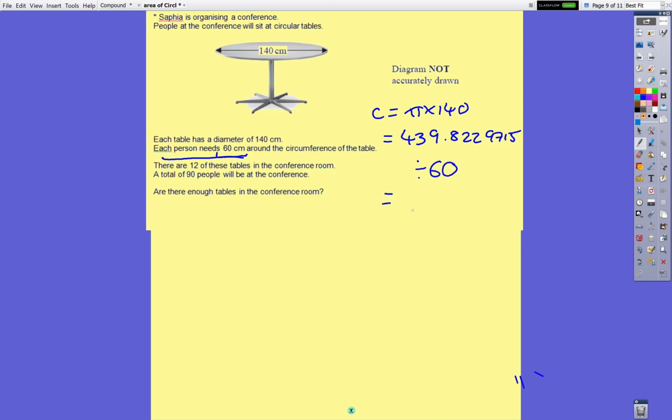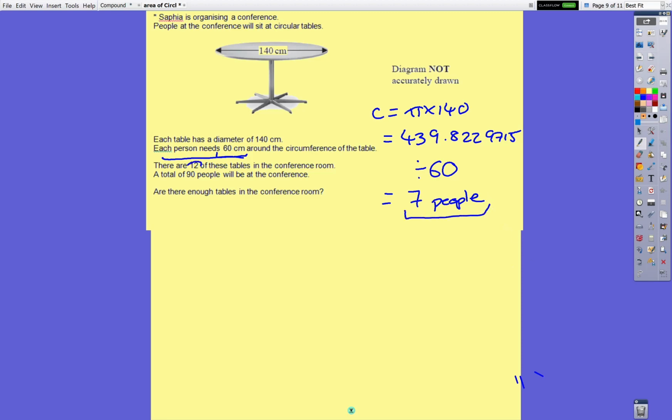So that will tell me how many people I can get on. Now that leaves me with 7 point something. So the maximum that I can fit on is 7 people. Can't use 8 because I haven't got enough for 8 people. It's only 7 point something. So that's 7 people per table.